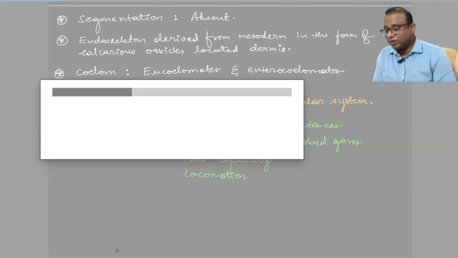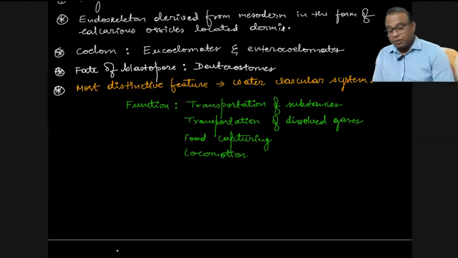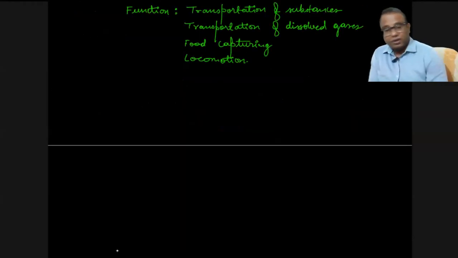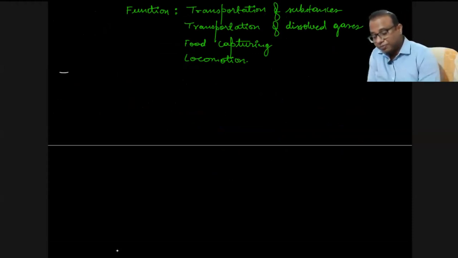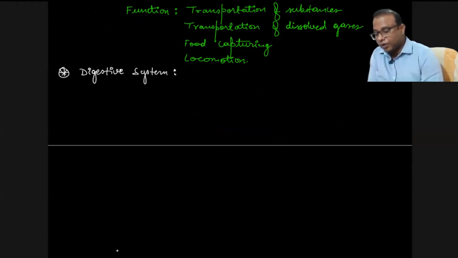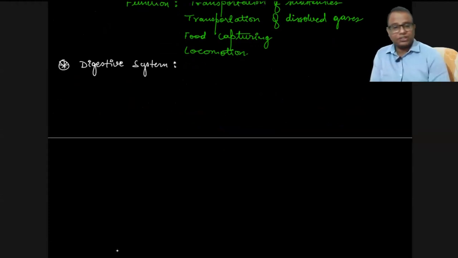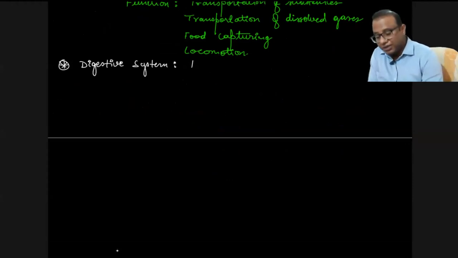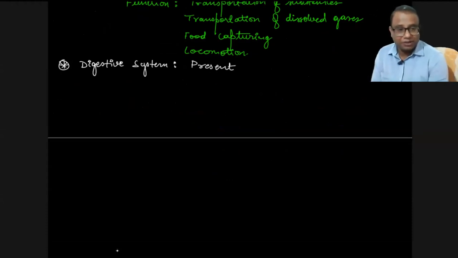Any doubts? No, sir. Okay. So now we'll move on to the different organ systems in echinoderms, starting with the digestive system. Is a digestive system present, first of all? Yes, present. What type of digestive system is it, complete or incomplete? Complete digestive system.